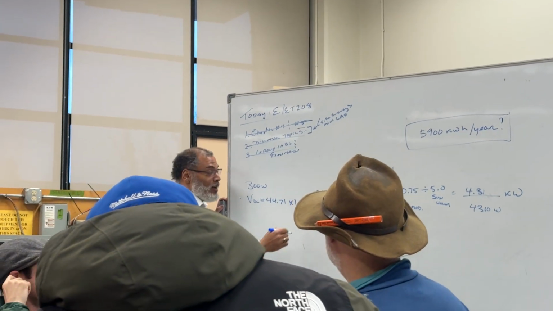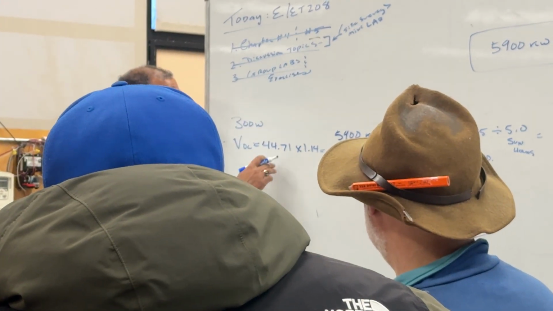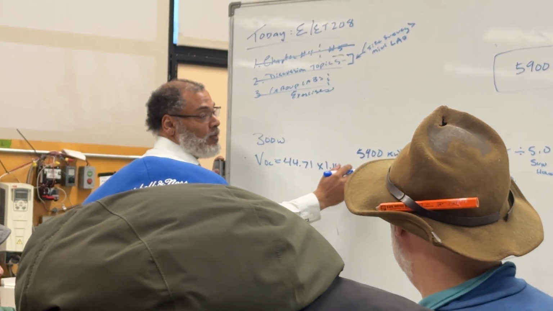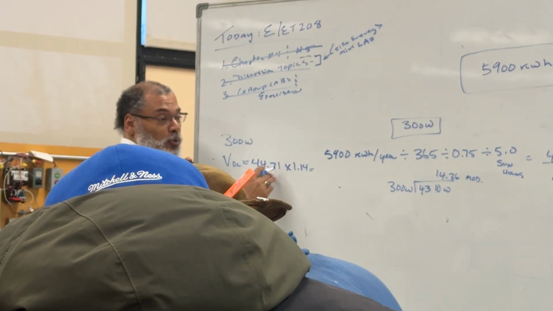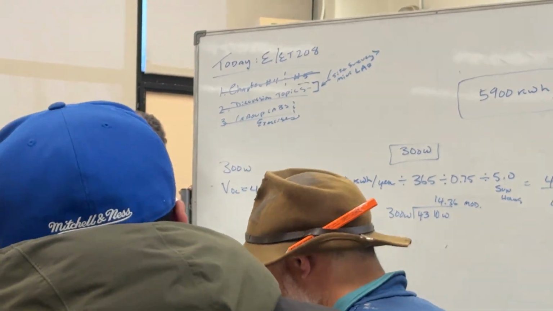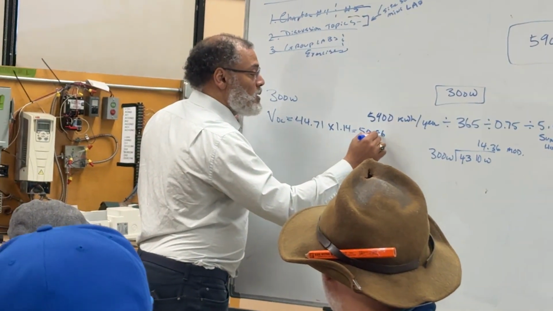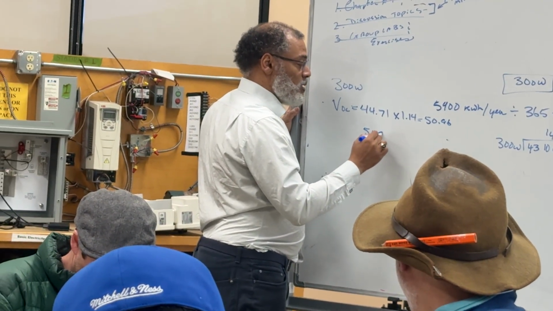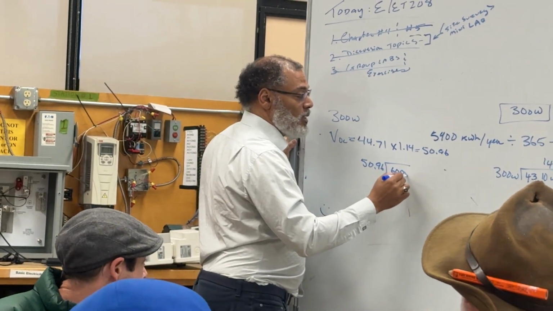1.14, okay. All right, 1.14. We already figured out that we're going to be short just a little bit. So what's the voltage in it now? 44 to 27, what do you got? 50.96. And then divide that into 600. 600 volts. How many times?